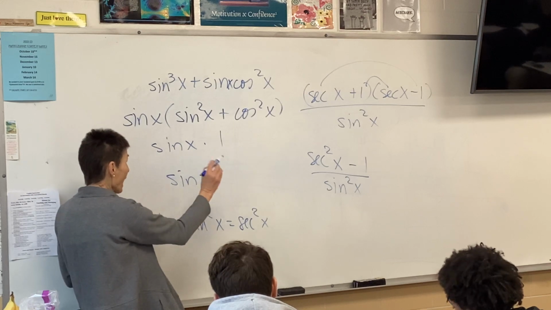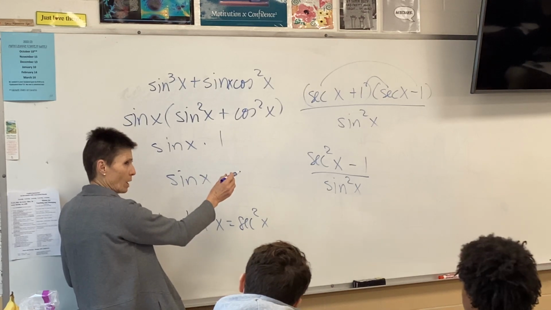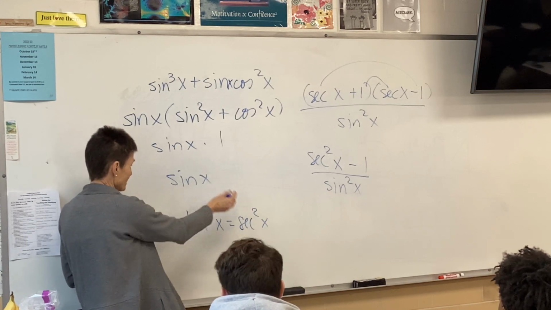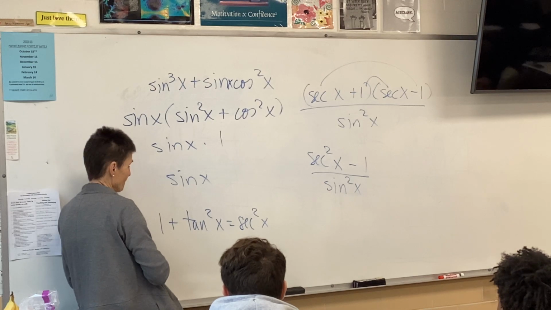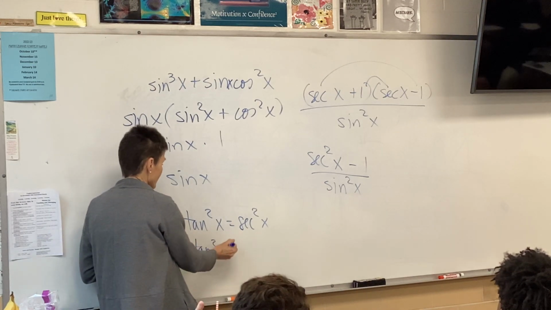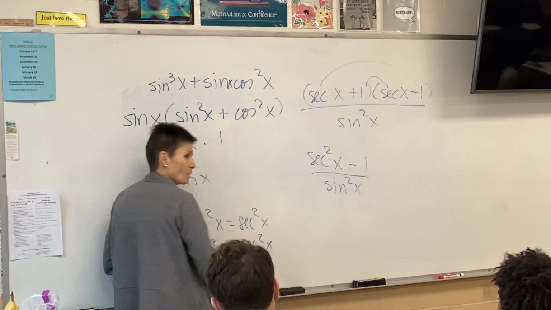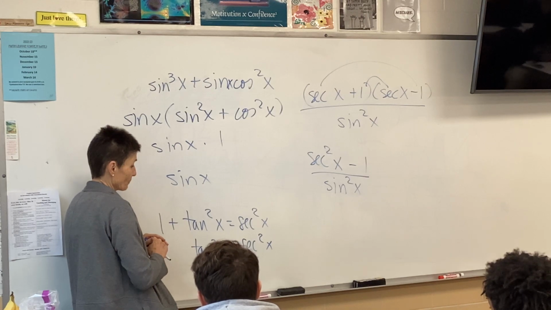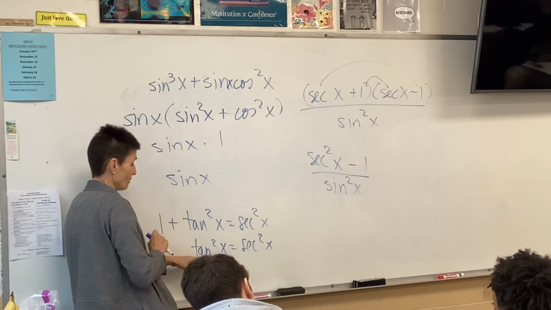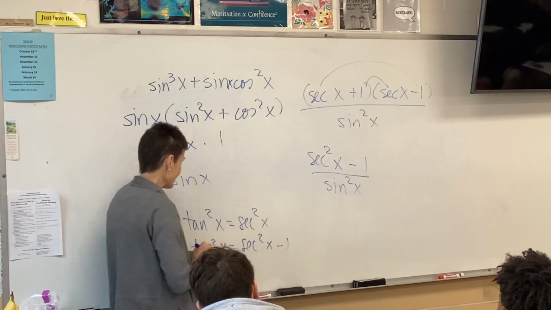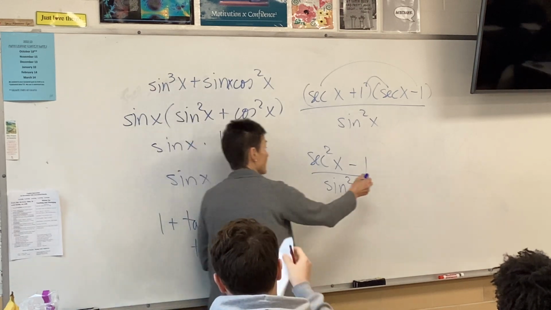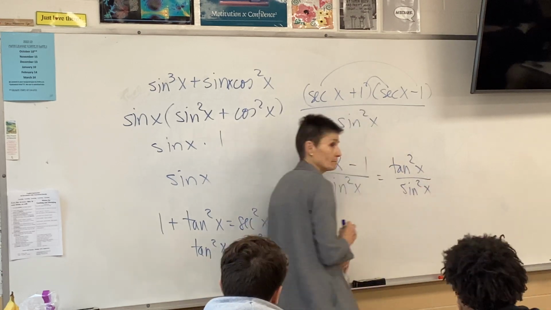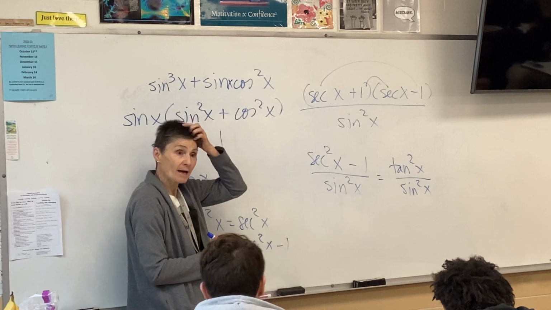Now, what I have is secant squared minus 1. If I took this 1 and subtracted it over to the other side, would it say tangent squared equals secant squared minus 1? Well, so then I can take that secant squared minus 1 and change it into a tangent squared. Would you agree with that?